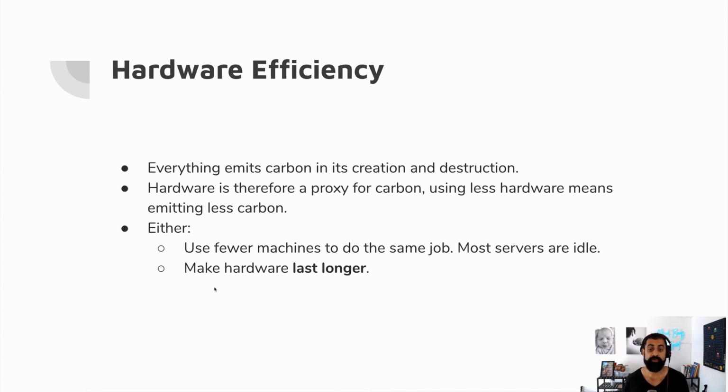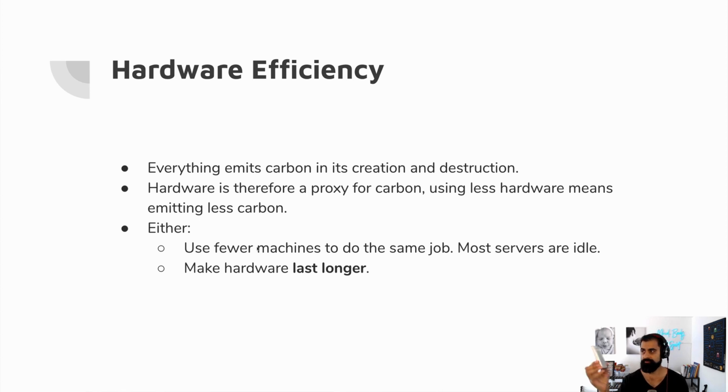And the dirty secret, most servers are actually idle. If you look at the global average on-premise, not hypercloud like Microsoft and Google and Amazon, but typical everyday servers, everyday data centers, it's about 10% utilization. Most servers are idle. So it's a huge opportunity in the cloud for just using fewer servers, running more things on one server.